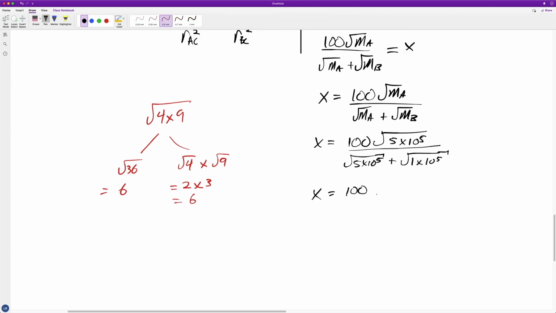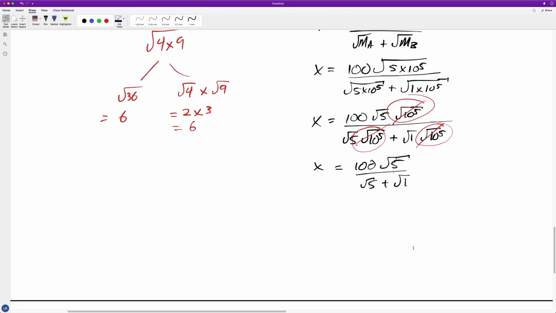So that's 100 times root 5 root 10 to the 5, over root 5 root 10 to the 5, plus root 1 root 10 to the 5. If you take a look, every term has a root 10 to the 5 in it. Since every term in the numerator and the denominator has that, we can cancel those out. So we're left with something a little easier to calculate. It just makes for an easier calculation. Again, optional.